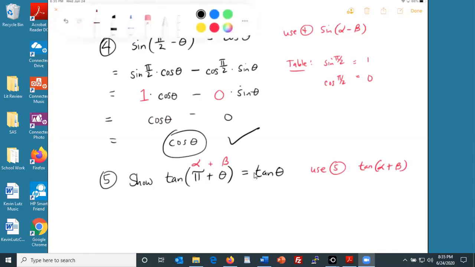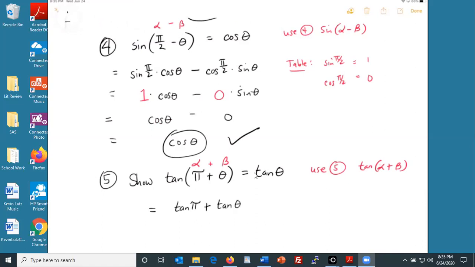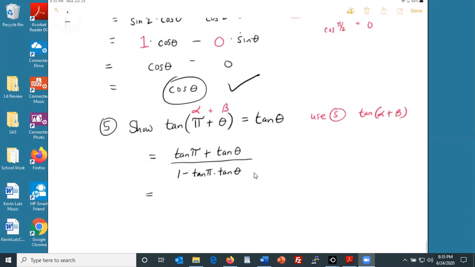All right, so first let's use the formula to expand this. So we get the tangent of alpha, or pi, plus the tangent of beta, which is theta, all over 1 minus the tangent of pi times the tangent of beta, or theta. All right, so that's using formula 5 just to simplify, or expand really, the left side.